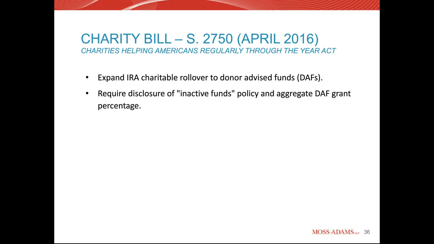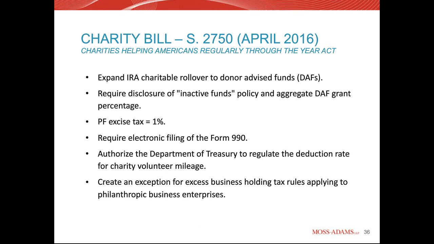The charity bill on the Senate side, let me click all these. This one, what they're doing is, the first one is they want IRA rollovers to be able to go into a donor advised fund. They also want disclosure of inactive funds from the donor advised funds. So is there a policy? How is the sponsoring organization handling that? They have to disclose if they're not doing anything.